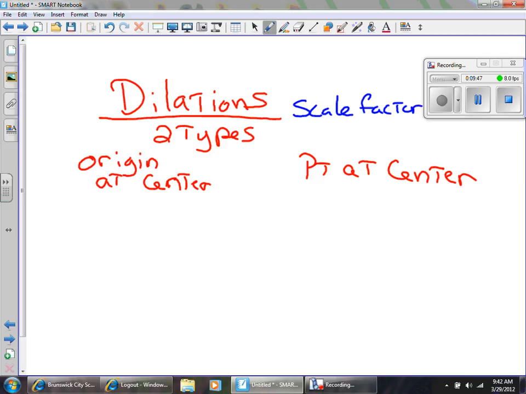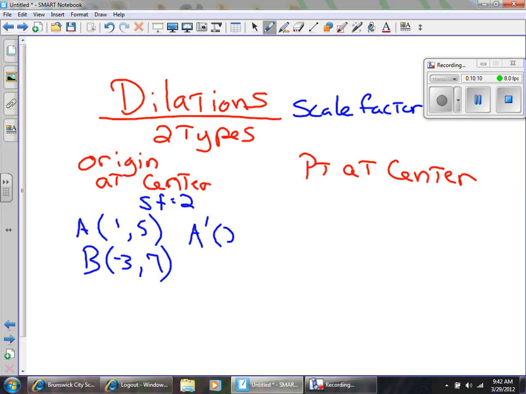Okay? Let's say you're going to do one with the origin at the center, with a scale factor of 2. Well, you're going to take all your coordinates, A might be 1, 5, B might be, I don't know, -3, 7. I'm just making these up. And all you're going to do is multiply each coordinate by the scale factor. So A prime would be 2, 10. B prime would be -6, 14.